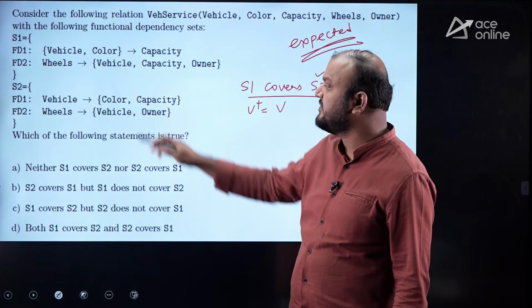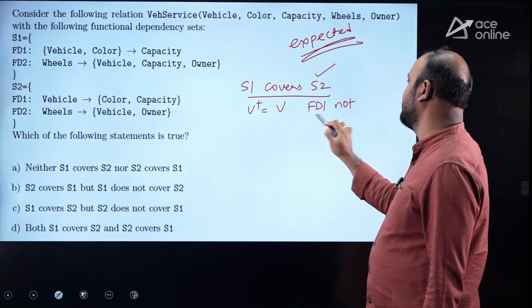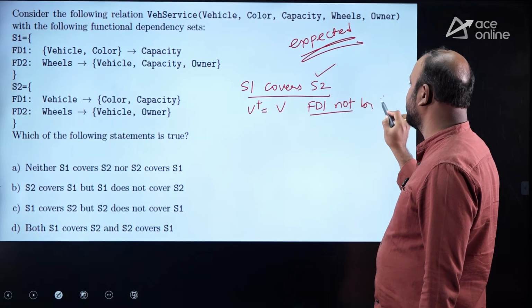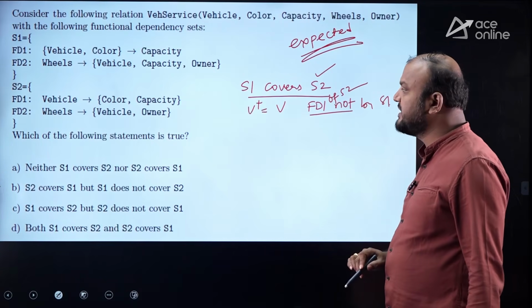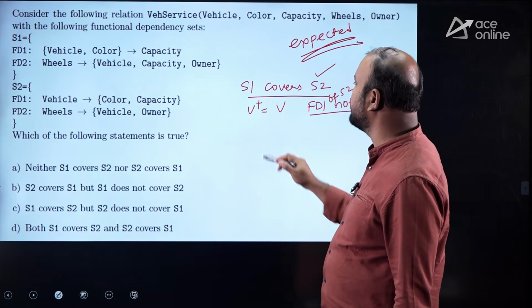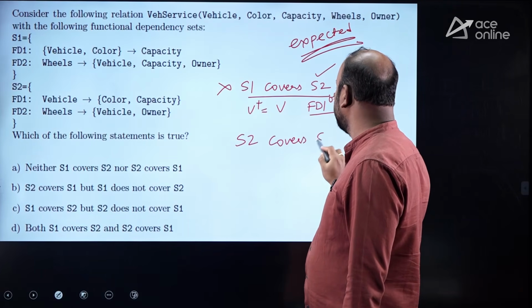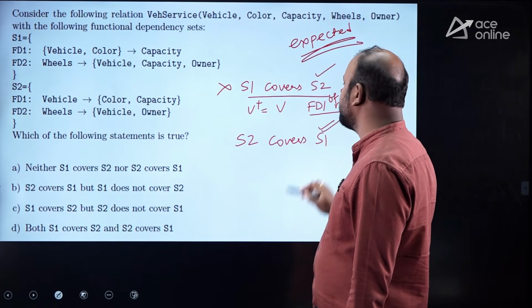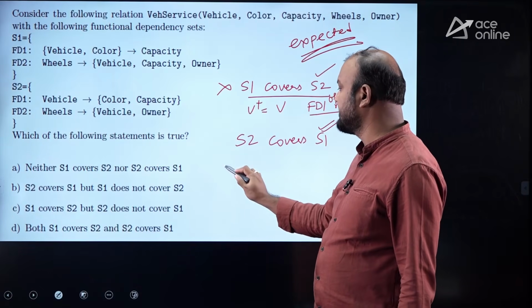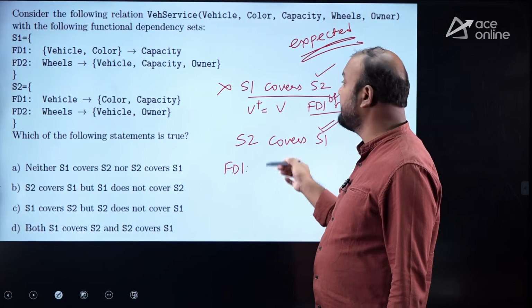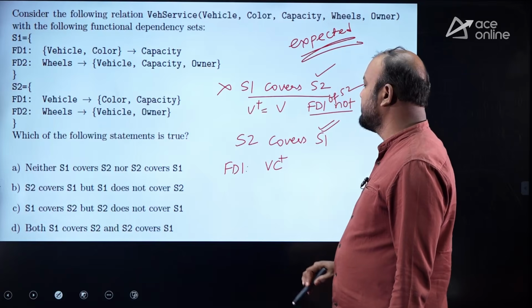It means vehicle to color capacity is not determined by S1. This first FD1 of S2 is not determined by S1. So means S1 is covering S2? No, this is incorrect. So S2 covers S1. What is the meaning? Dependencies of S1 can be determined by using S2. Now FD1 you look at. What is the FD1 of S1? Vehicle color is determining capacity. So what you have to do?